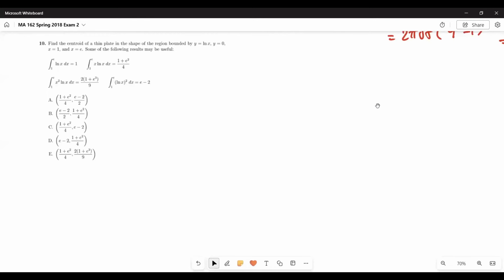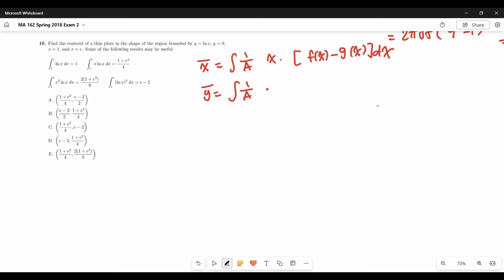Okay, this question asks to find the centroid of a thin plate. So if you remember the coordinates of the centroid, x is 1 over A times the integral of x times f(x) minus g(x) dx. And then the y coordinate would be 1 over A, the integral of 1 over 2 times f(x) squared minus g(x) squared dx. So let's first find the area first.